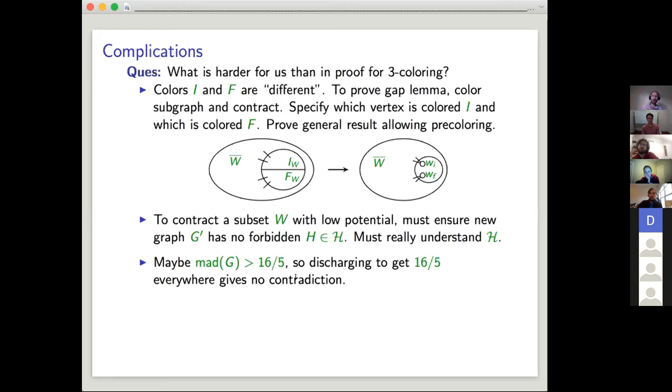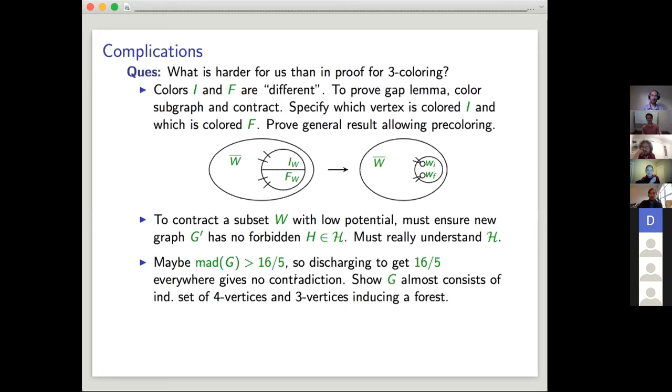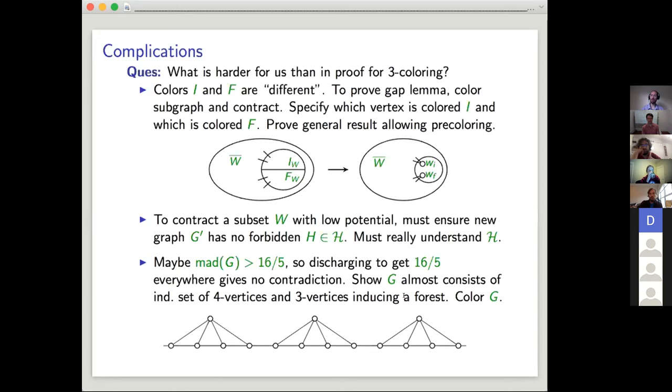If you can't find the charge, then you have to actually construct a coloring of the graph. And that also is probably, I don't know, at least 10 pages of work. So what we do there, we end up showing that G almost consists of an independent set of 4 vertices and 3 vertices inducing a forest. So it's like this. And the idea is you do your discharging and you say, what would be the case where everybody ends up with exactly as much charge as is promised, right? And if everybody ends up with as much charge as promised, then they all have to be either degree 4 vertices or degree 3 vertices. Higher degree vertices are going to get you extra charge and they'll allow you to get this contradiction. So it's almost just a set of 4 vertices and 3 vertices inducing a forest.